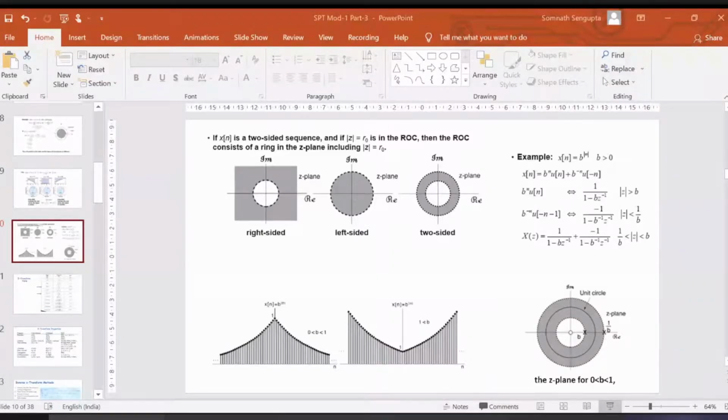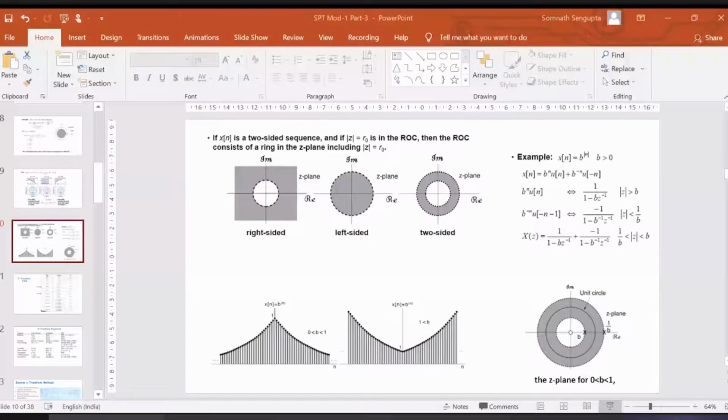Now, coming back to the problem we discussed earlier, you might see these examples in many competitive exams also, where they take the signal b to the power mod n. For this case, what should be the shape of the signal? When n is negative, it is b to the power minus n. If b is less than 1, then it is decreasing like this.